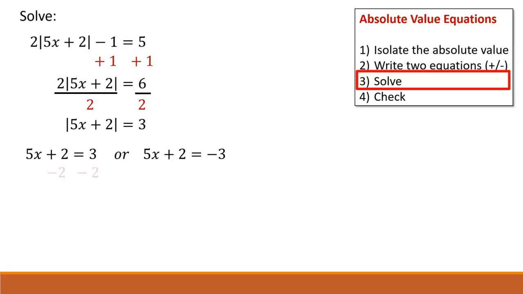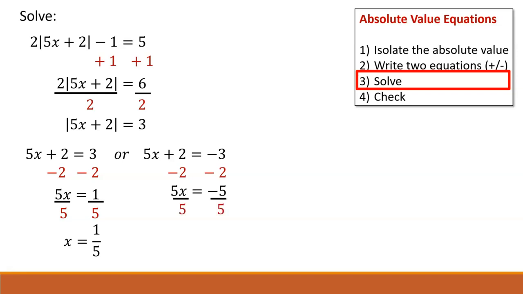Step 3 is to solve, and we do have two equations to solve, so we'll start with the one on the left. We'll subtract 2 from both sides of that equation, and then to get the x by itself, we'll divide by the 5 on both sides, and we get x equals 1/5. For the second equation, we'll also start by subtracting 2 from both sides, and then we'll divide both sides by the 5, and we get x equals -1.